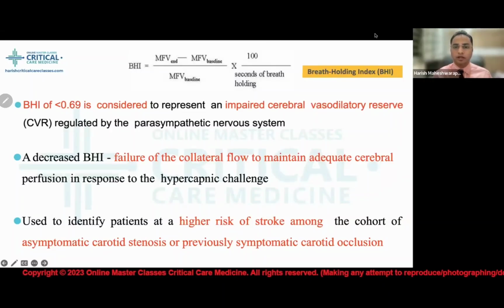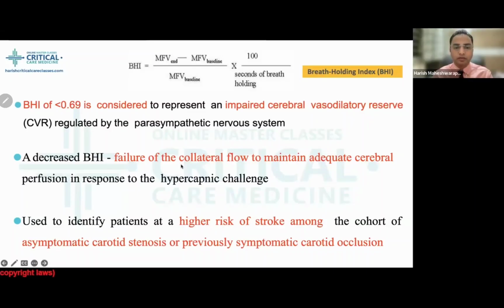So if the value is less than 0.69, the patient is less likely to maintain a constant homeostatic blood supply in response to some sort of insult. A decreased breath holding index means failure of the collateral flow to maintain adequate cerebral perfusion in response to a hypercapnic challenge. So it is used to identify patients at higher risk of stroke among the cohort of asymptomatic carotid stenosis or previously symptomatic carotid occlusion. So this is called the breath holding index. We can get an idea of vasomotor reactivity by using the breath holding index.